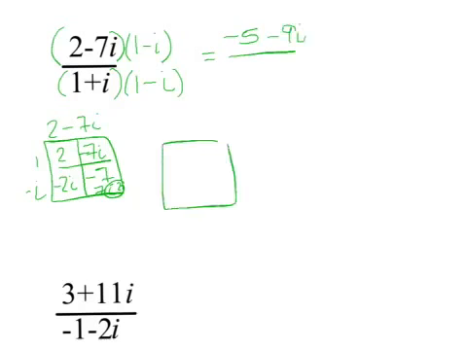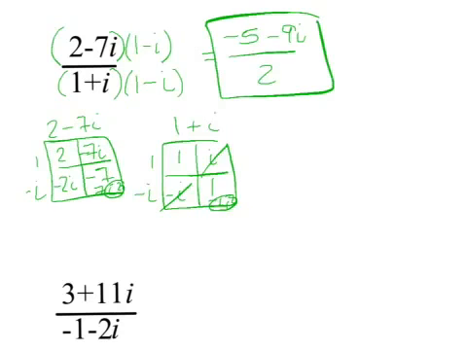On the bottom, we'll go ahead, 1 plus i and 1 minus i. So we get 1 and negative i and negative i squared, which would be a negative 1, so we get positive 1. So on the bottom, the i's cancel out, and we just get a 2. And so that would be our answer.